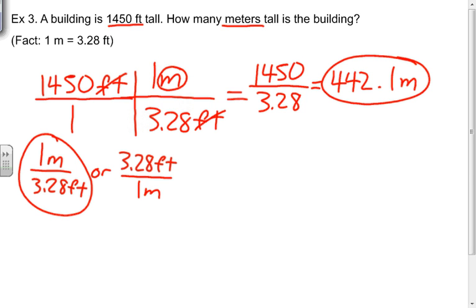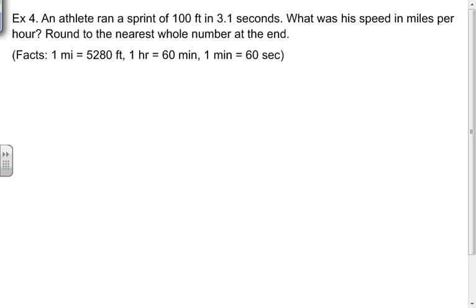Now, when you use the railroad track method, sometimes it's more than one step. So far in these problems, we've only had to use one fraction. Okay? The next one has a few extra steps in it. An athlete ran a sprint of 100 feet in 3.1 seconds. What was his speed in miles per hour? Round to the nearest whole number at the end.